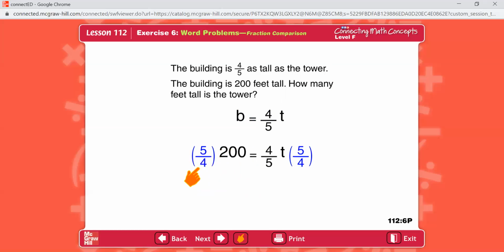200, this and this can be reduced by 4. 4 divided by 4 is 1. 200 divided by 4 is 50. 5 times 50 is 250. 1 times 1 is 1. So it's just 250. Because remember, any number over 1 is just the numerator. 250 equals t, what we are solving for. The tower is 250 feet tall.